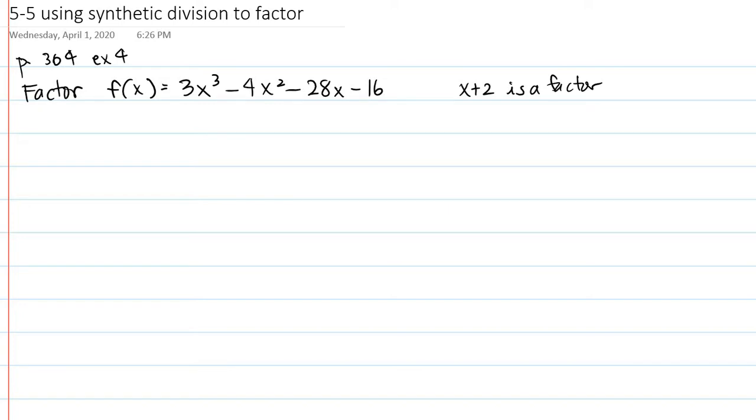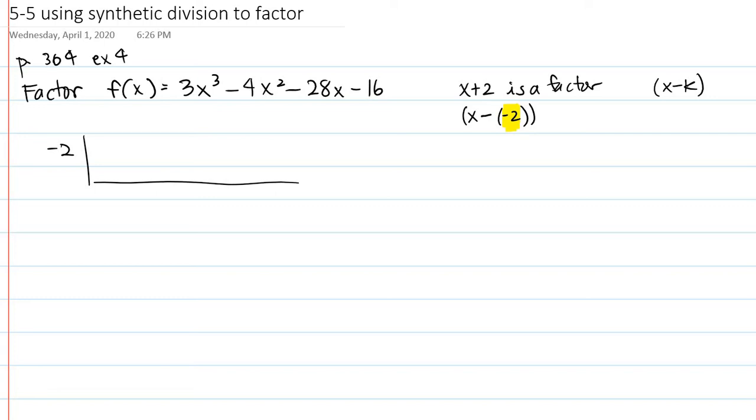So we know that if x minus k is a factor, then we can factor it. So that means this is in the form of x minus a negative 2. So the thing that we're actually going to be dividing by, setting up our synthetic division with, is negative 2. So to set up the synthetic division, we put negative 2 on the outside.